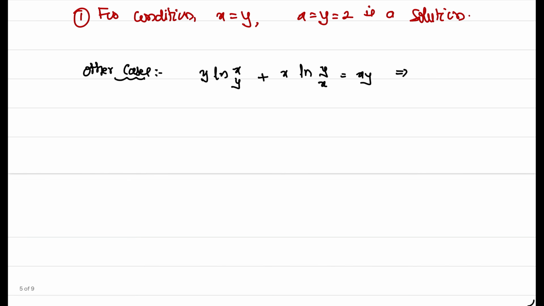Another important property of the logarithms you should know here is ln x to the base y into ln y to the base x is equal to 1. This is one of the important logarithmic properties. We will use that property now.